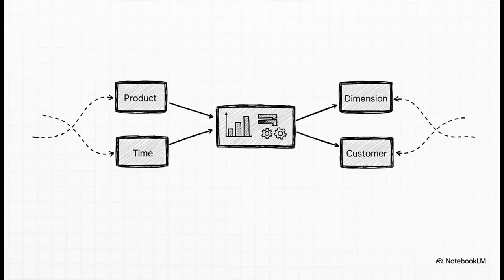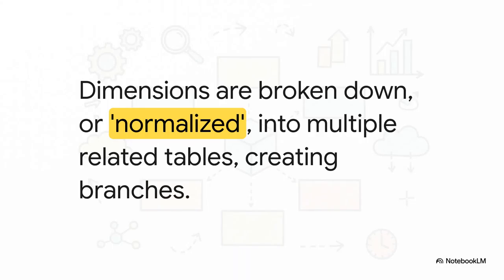Now, the Snowflake Schema starts in the exact same place. You still have a fact table right there in the middle. The core numbers, the metrics, those don't change. The key difference, the thing that gives it its unique name, is what happens to those dimensions. Instead of having one big, all-encompassing dimension table, the Snowflake Schema breaks them down into smaller, related tables. This process is called normalization.